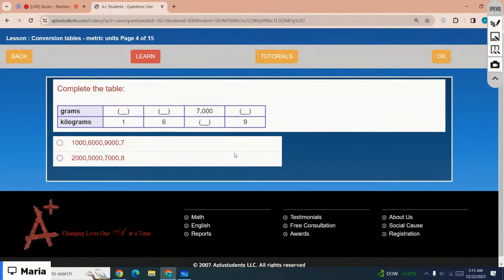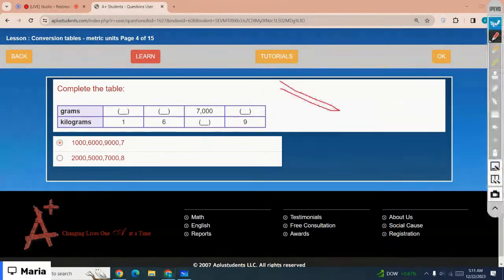You are given 1 kilogram. So 1 kilogram equal 1,000 grams. 6 kilogram equals 6,000 grams. And 9 kilogram equal 9,000 grams. And 7,000 grams equals 7 kilograms. So option number 1 is the correct option, right? The correct option is option number 1. It is right.